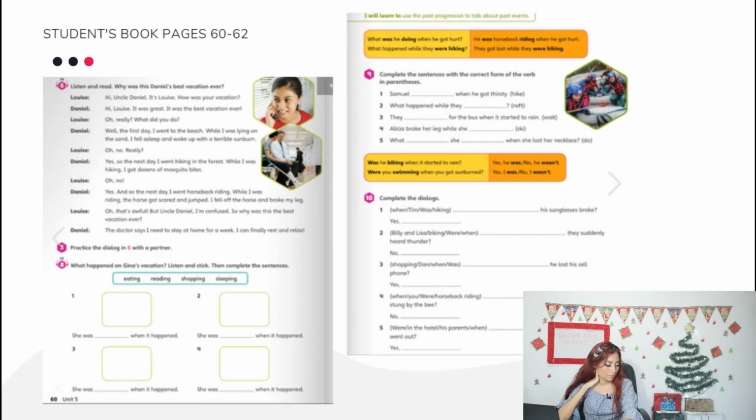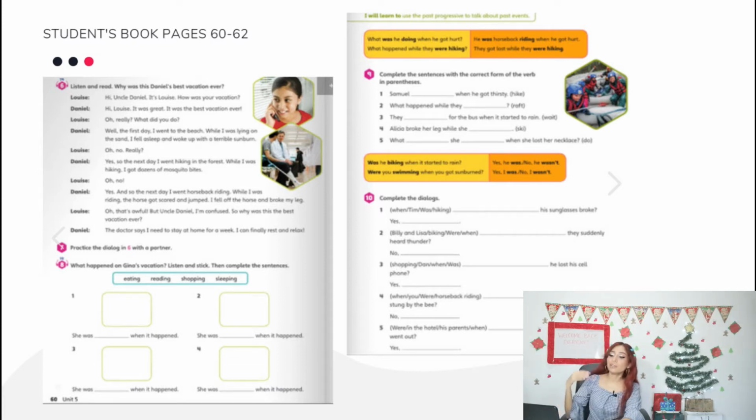leg. Oh, that's awful. But Uncle Daniel, I'm confused. So, why was this the best vacation ever? The doctor says I need to stay at home for a week. I can finally rest and relax. That doesn't sound like really fun.